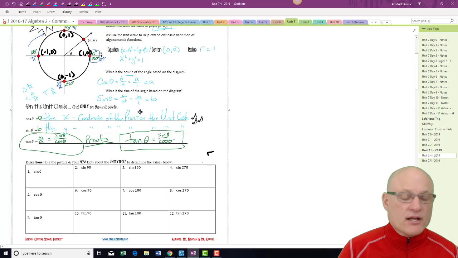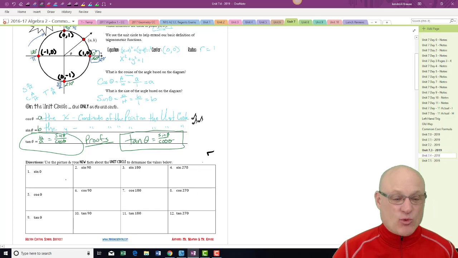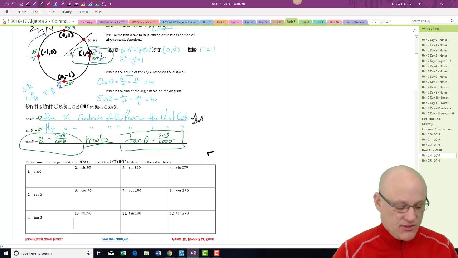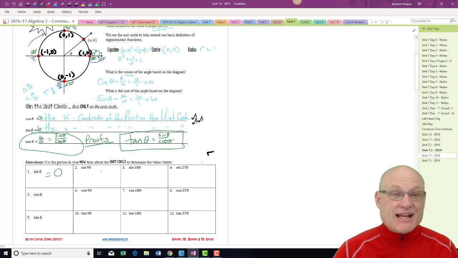Okay, there we go. All right, so the sine of 0 degrees. Now remember, sine is the y value. Sine is the y value. So the sine of 0 degrees would be right here. That's 0 degrees. Sine is the y value. So the sine of 0 is 0. The sine of 90, the y value at 90 degrees, is 1. The sine of 180, 0. The sine of 270, -1.